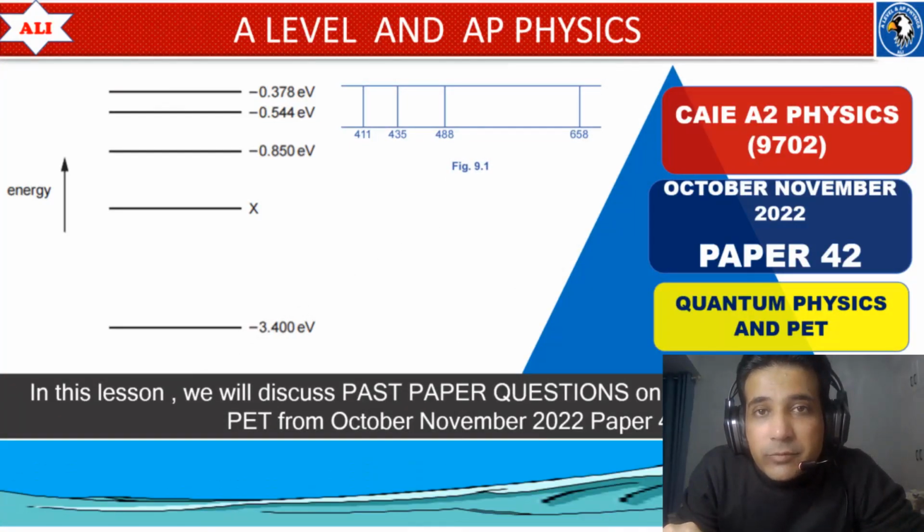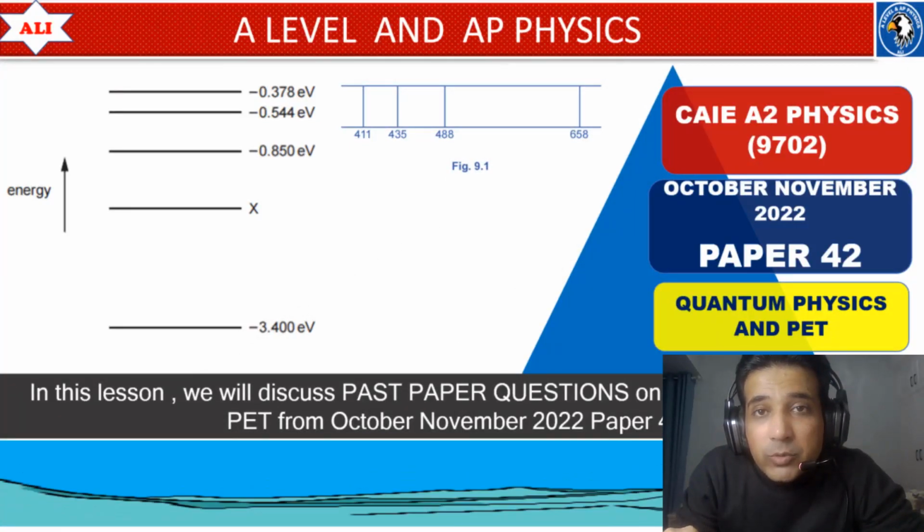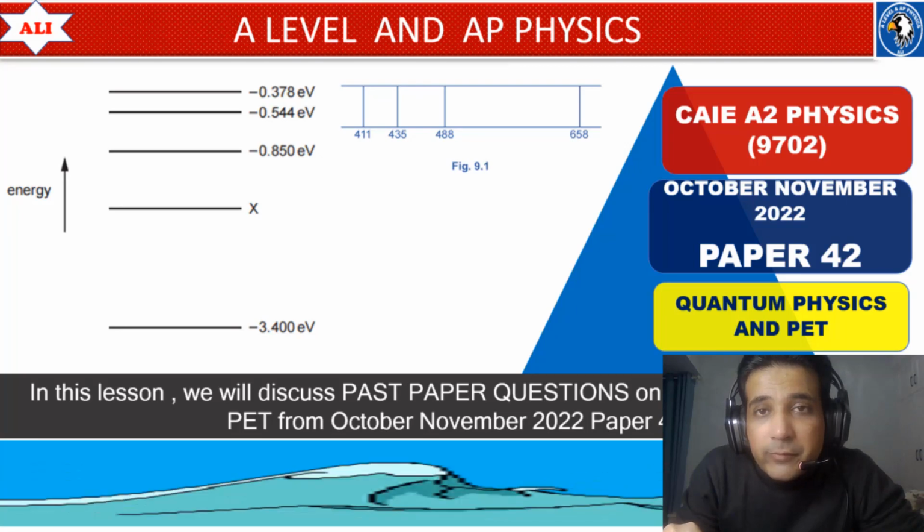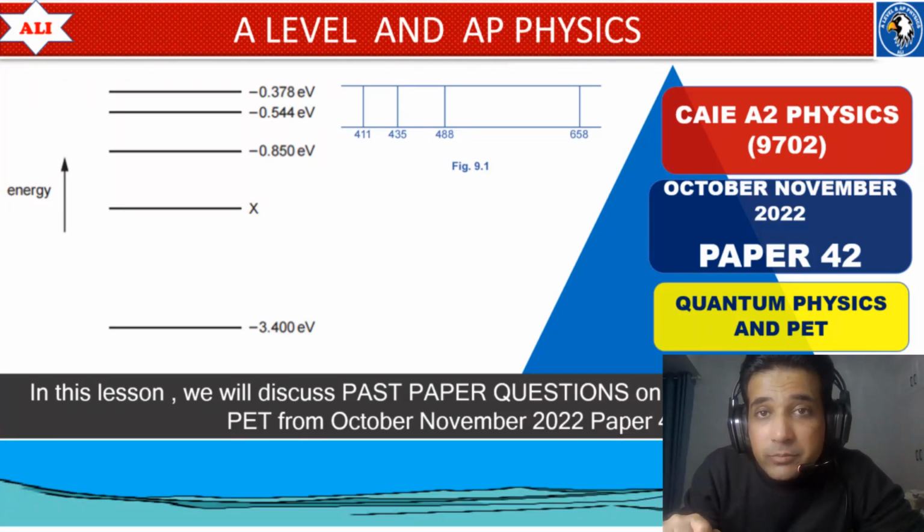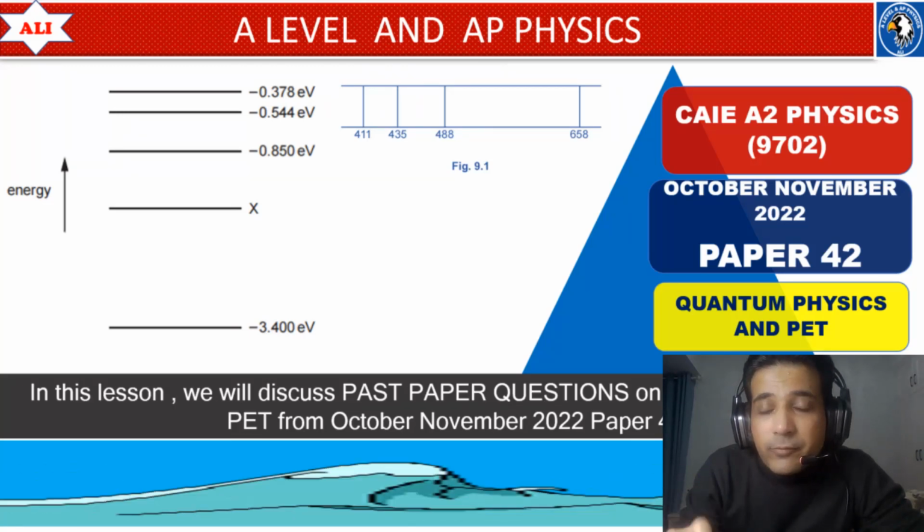In today's lesson, we will discuss past paper questions from October-November 2022, paper 4, variant 2. We will talk about question number 9 and question number 10. Question 9 is about quantum physics and question number 10 is from PET.